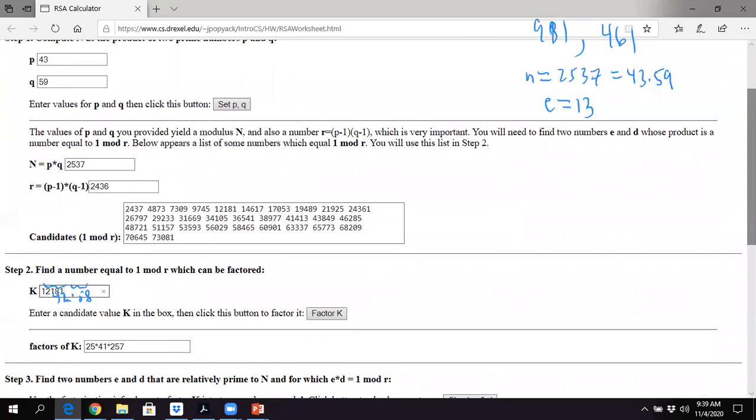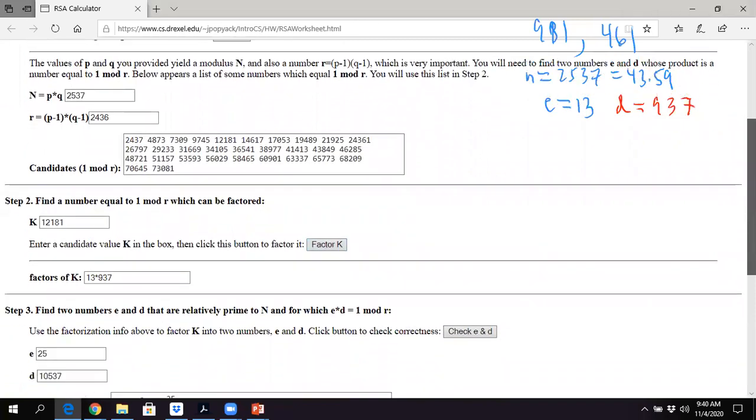Let's make sure that that's true here. Let's see, factor K: 13 times 937. Aha. So that means what should we take D equal to? D should be 937. D should be 937.